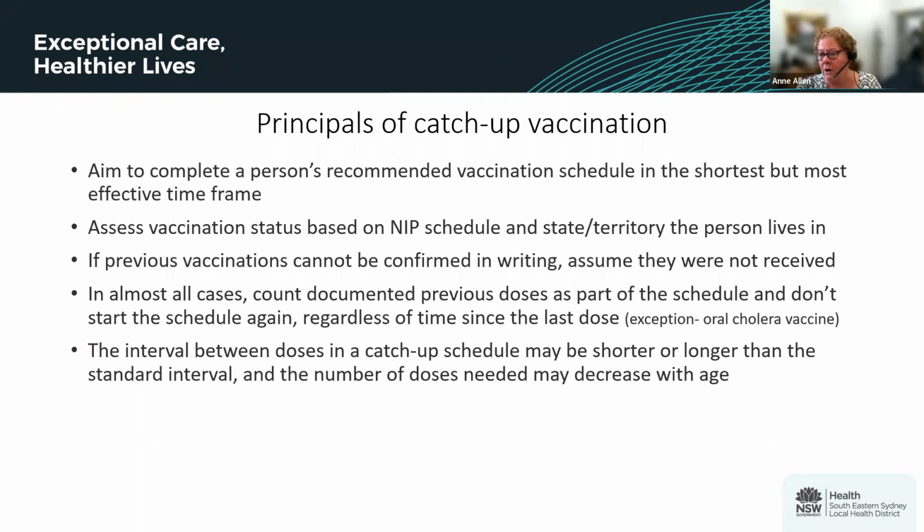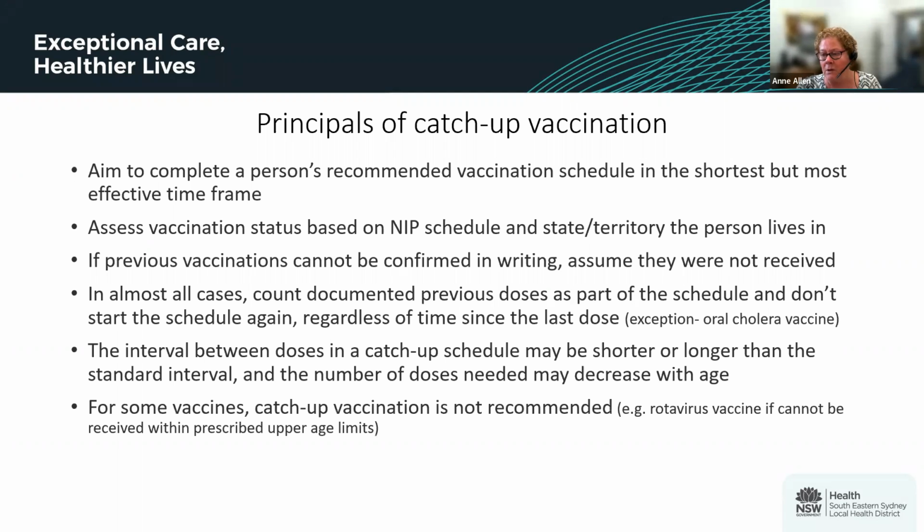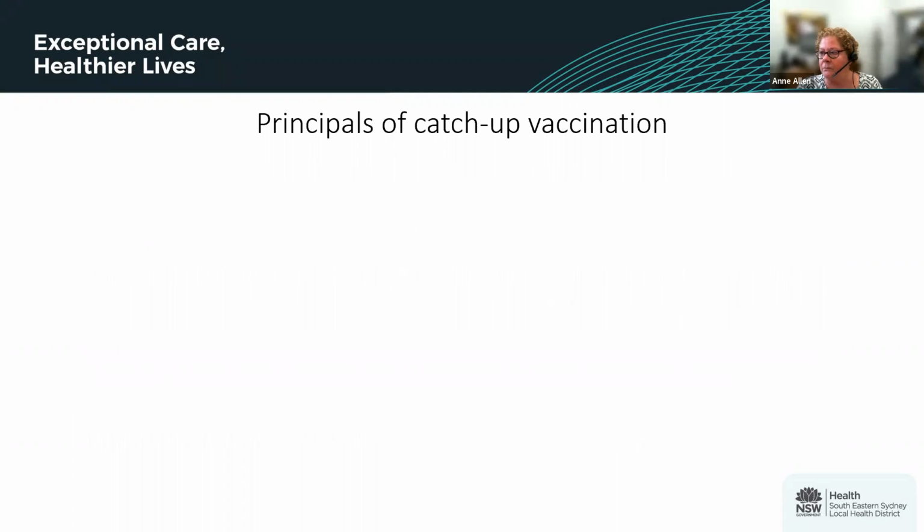The interval between doses in a catch-up schedule may be shorter or longer than the standard interval, and the number of doses may need to decrease with age. For some vaccines, catch-up vaccination is not recommended. For example, the rotavirus vaccine, if it can't be given on time, it is not given. That's also the same for the birth hepatitis B. If that's not given within 7 days of birth, it is not caught up.